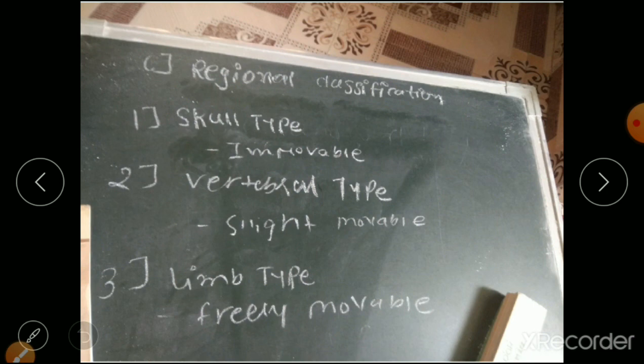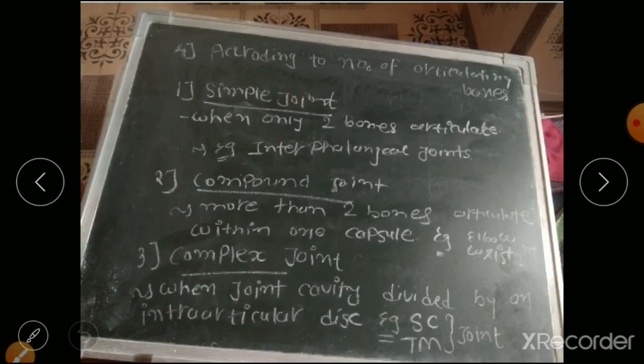Third classification is regional classification. In that there are skull type, vertebral type and limb type. There are three classifications. Skull type means immovable, vertebral type means slightly movable, and limb type, like the upper limb and lower limb, is freely movable. And the last classification of the joint is according to the number of articulating bones.